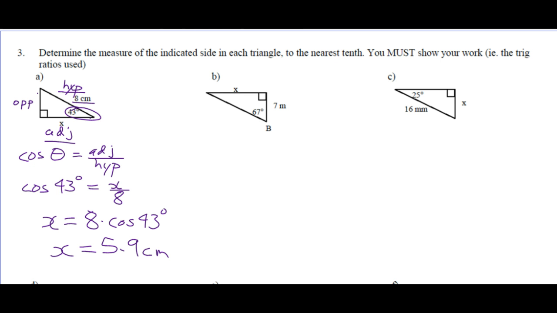Okay, same thing. First thing we're going to do is identify the sides. This is the hypotenuse. In relation to the 67 degrees, what's the 7 meters? Adjacent. And what's the x? Opposite. Okay? This is a big thing, right? If you name the sides wrong, it's all wrong from that point forward, right? You use the wrong ratio, you use the wrong numbers, it just doesn't work well.